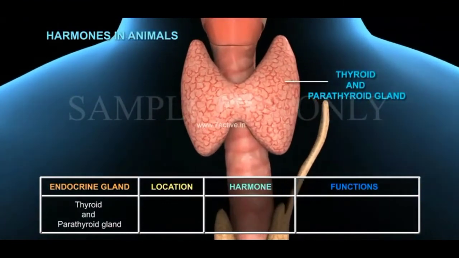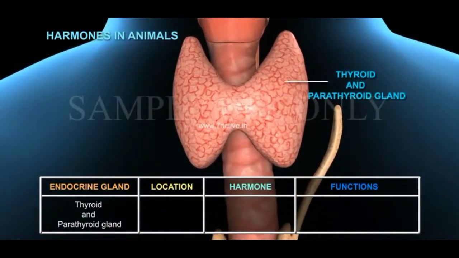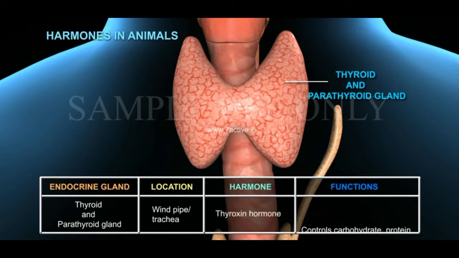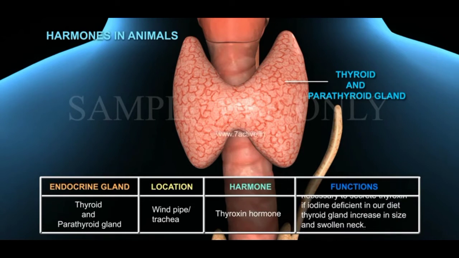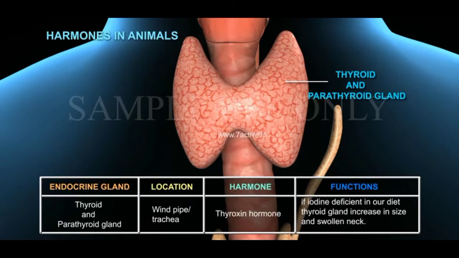Thyroid and parathyroid gland. Location: windpipe, trachea. Hormone: thyroxine. Functions: controls carbohydrate, protein and fat metabolism. Iodine is necessary to secrete thyroxine. If iodine is deficient in our diet, the thyroid gland increases in size and causes a swollen neck.